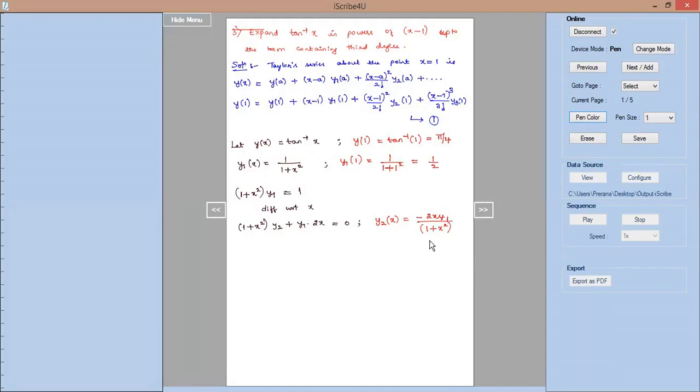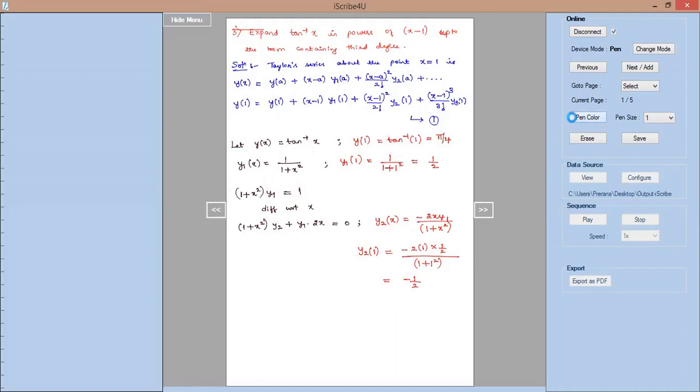Now we will find out y2 at the given point. So minus 2 into 1 into y1 value is 1 by 2, the whole divided by 1 plus 1 square. On simplification, this gives us minus 1 by 2. The 2 gets cancelled, so we have minus 1 in the numerator, denominator it will be 2.